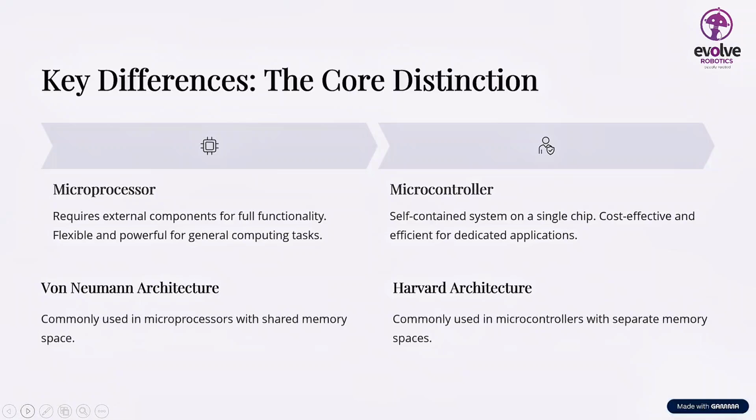Microprocessor, as I have already told, the architecture is von Neumann architecture, which means the program and data share the same memory. In the case of microcontroller, the architecture is Harvard architecture, which uses separate program and data spaces or data memories. Now, with this, I'm concluding the difference between microprocessor and microcontroller.